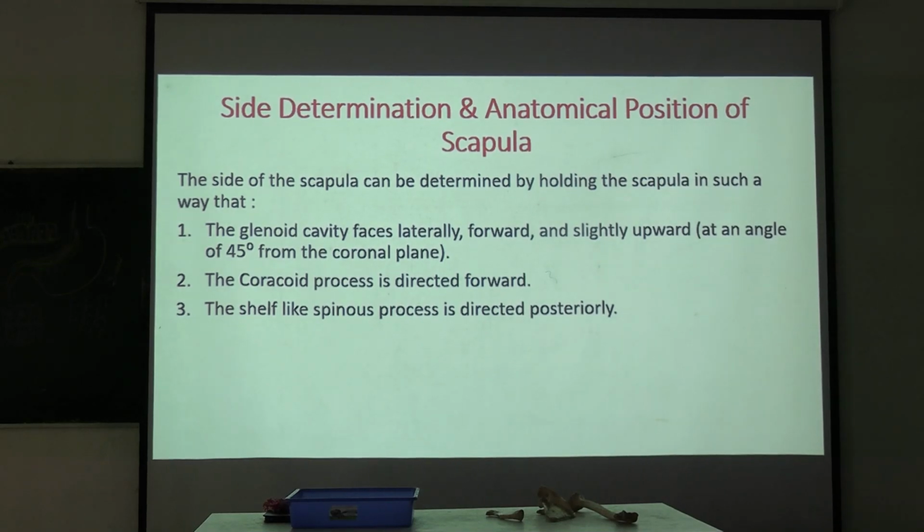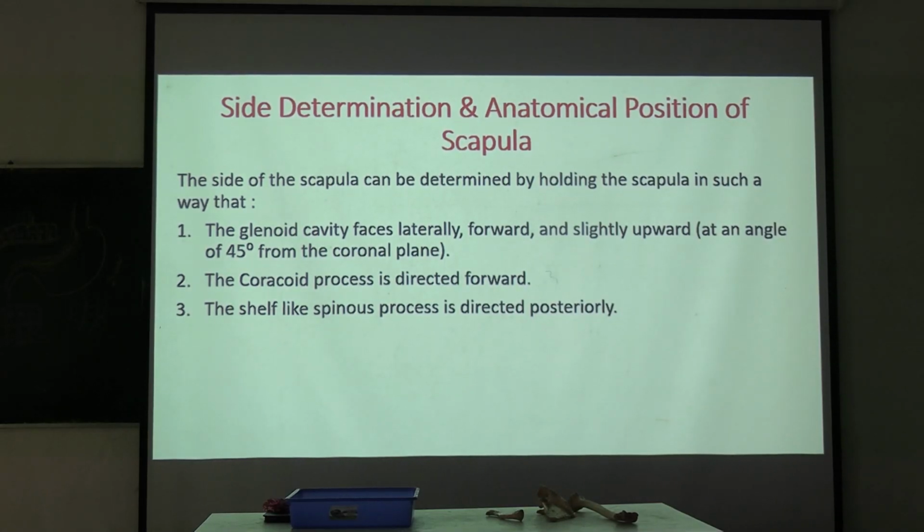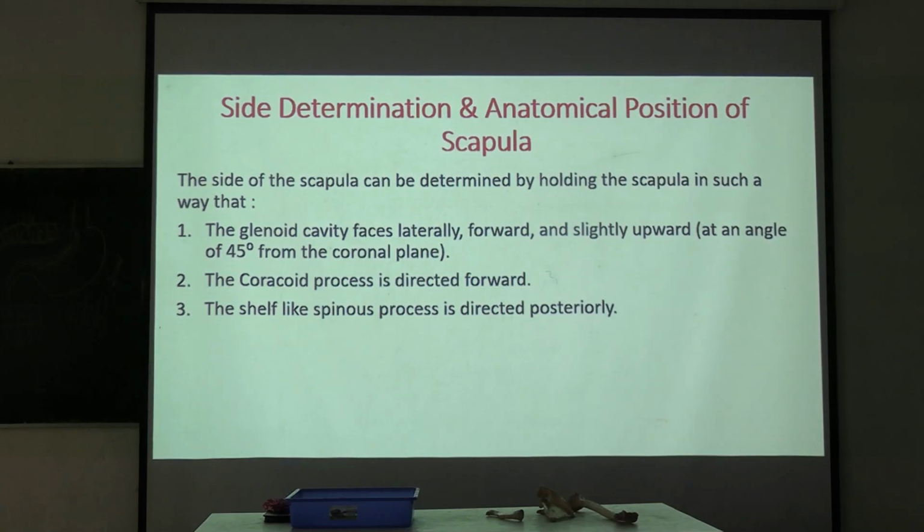Everyone has seen the anatomical position. So first place it in anatomical position. This is the scapula of the right side, and hold it with the same hand as the side it belongs to. This is the right scapula, so I am holding it with my right hand. If it is the left scapula, you have to hold it with the left hand.